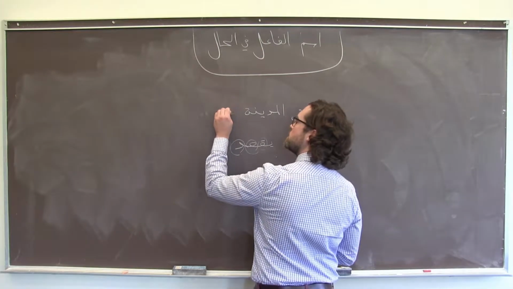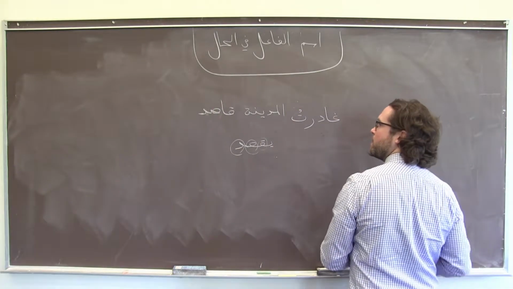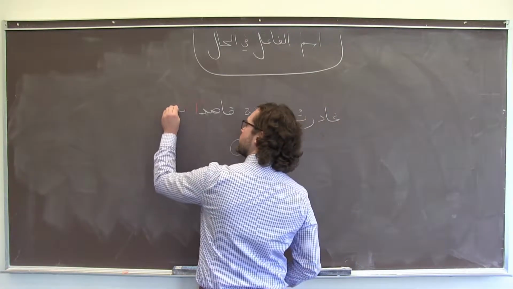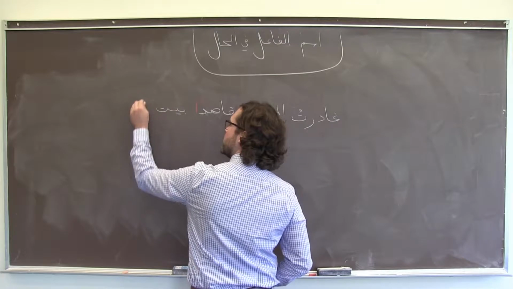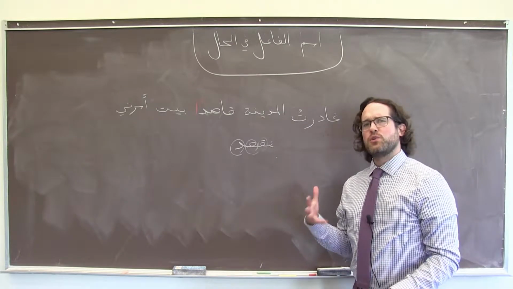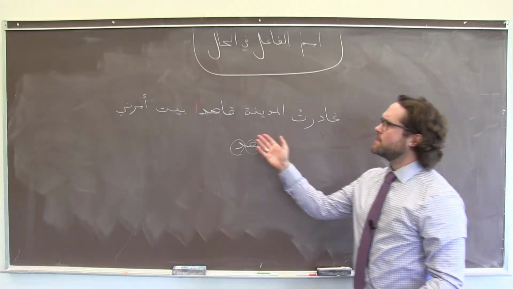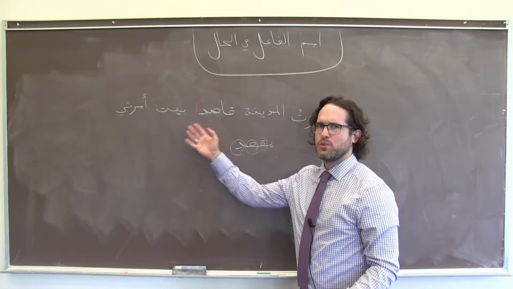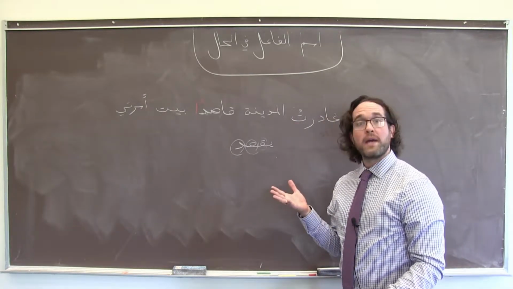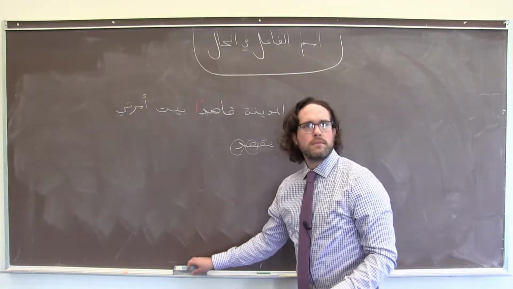So I would express that in Arabic. غادرت المدينة قاصد. Now I have an اسم فاعل, and now it needs to be mansoob. قاصدا بيت أسرتي. So if we wanted to render it in an overly literal, not quite accurate way in English, we could say, I left the city headingly to my family's house. That sounds very strange in English, but in Arabic, it's what we have to do if we want to express these ideas.